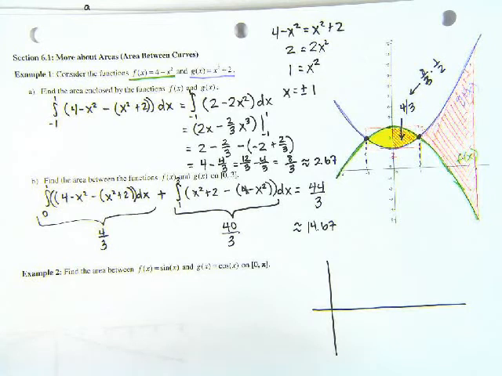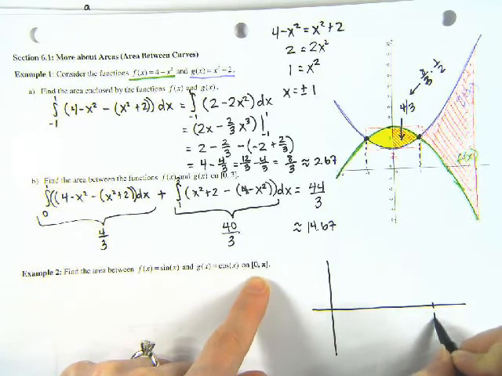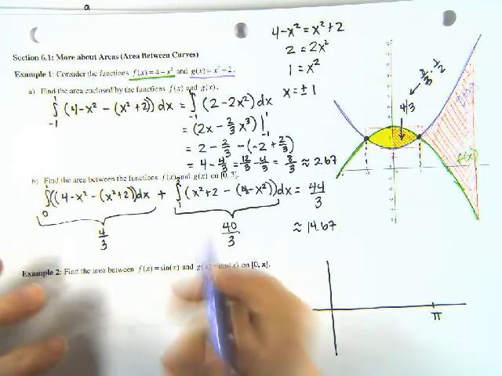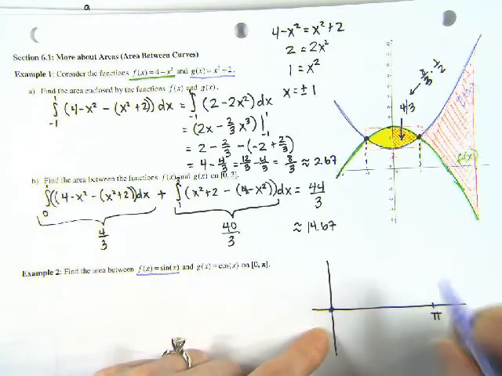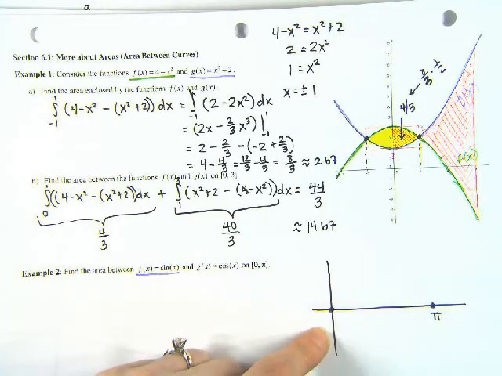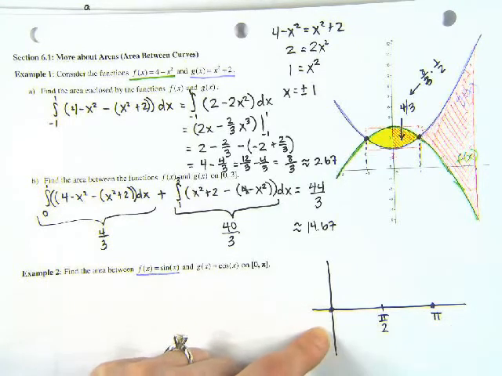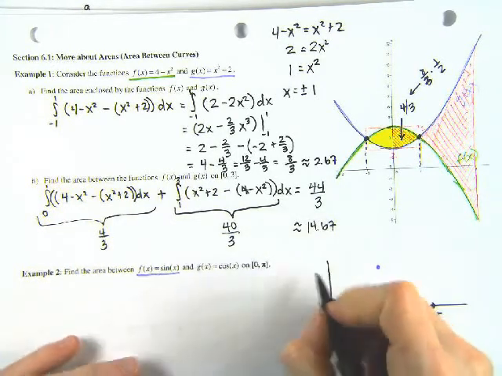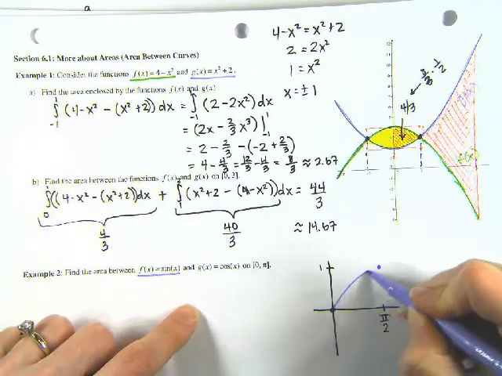Okay, so it's on 0 to pi, so I'm going to go ahead and make this pi. Okay, and I'll make this one purple. Sine of 0 is 0, and sine of pi is 0. And then halfway, sine of pi over 2 is 1. Sure, I'll make that one. Okay, so sine would look something like this.